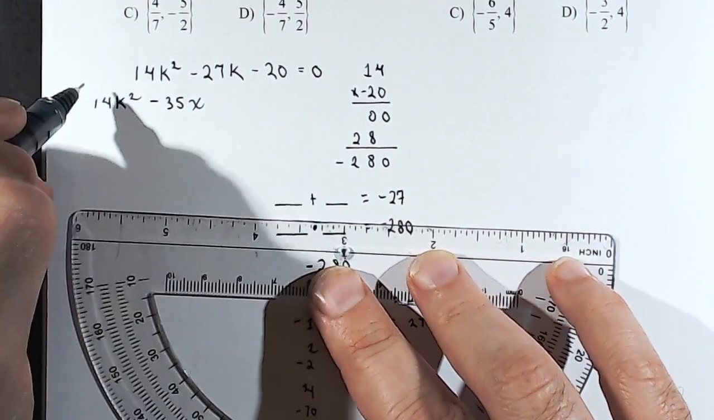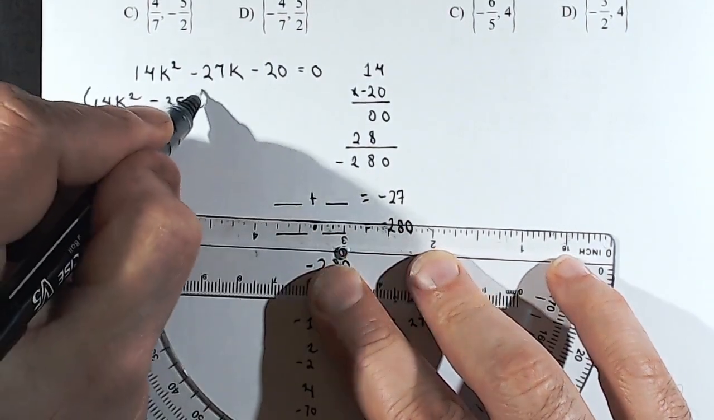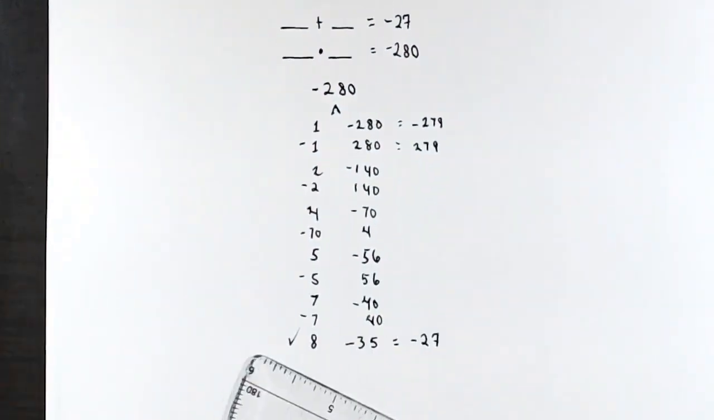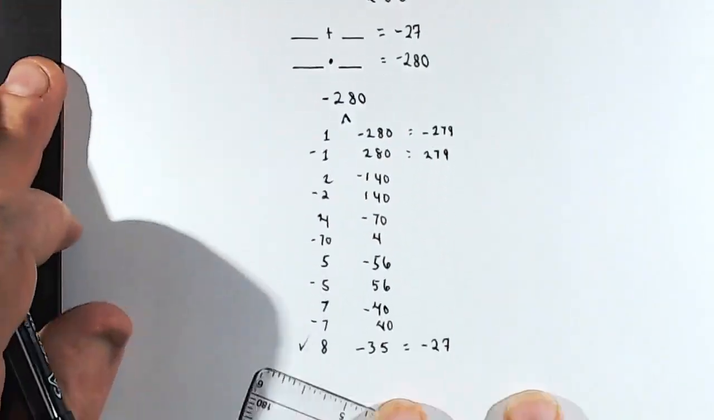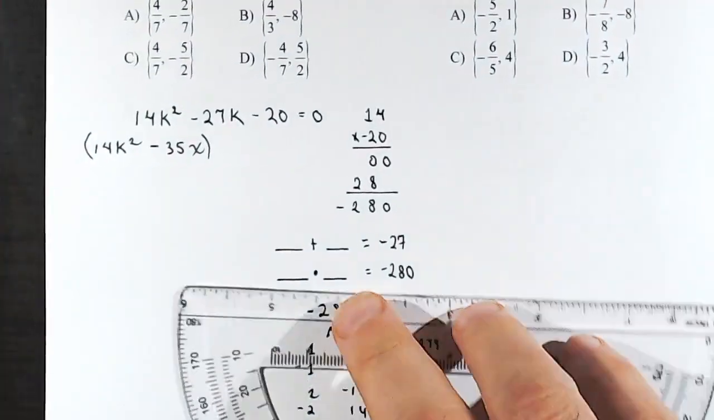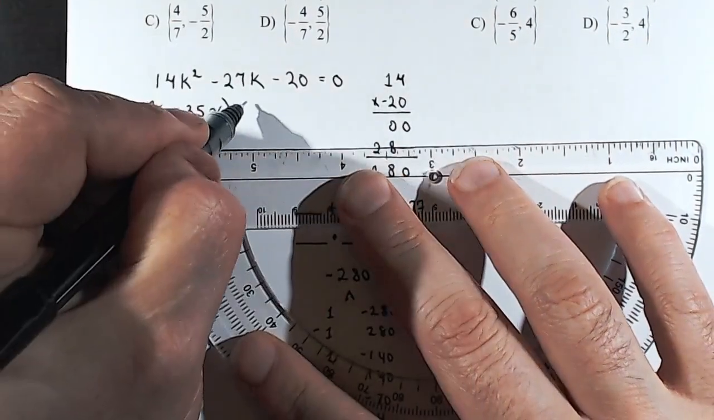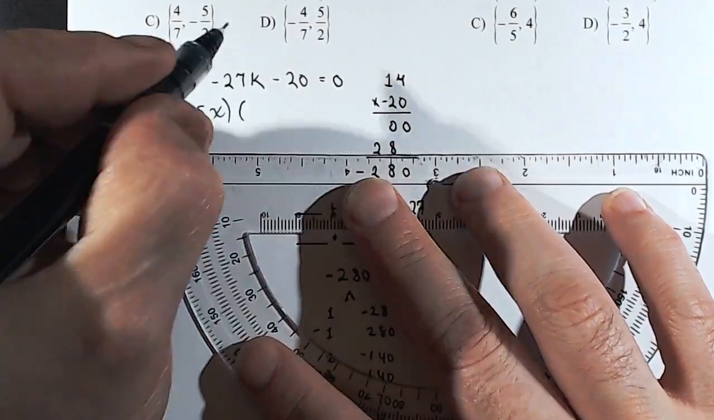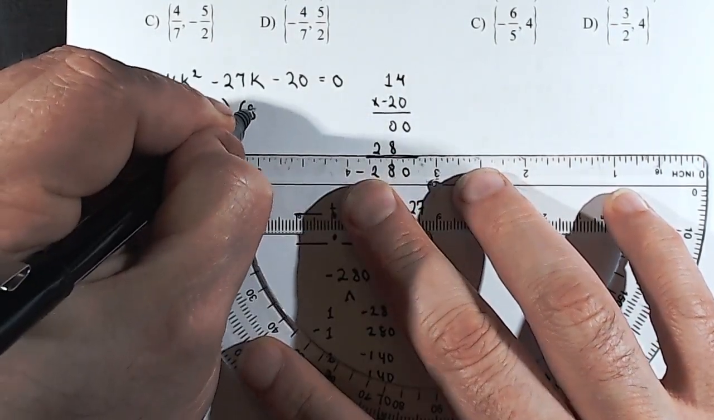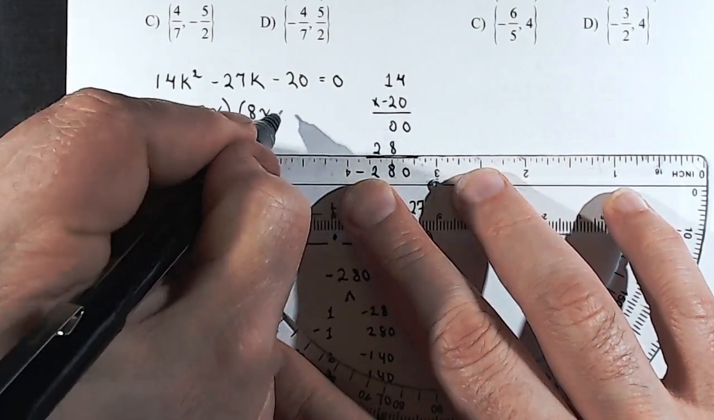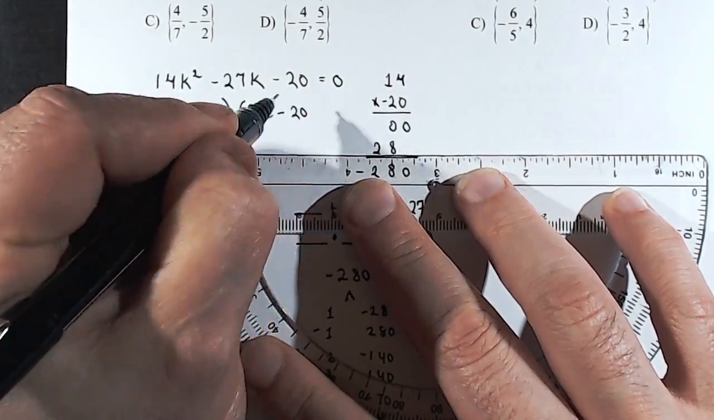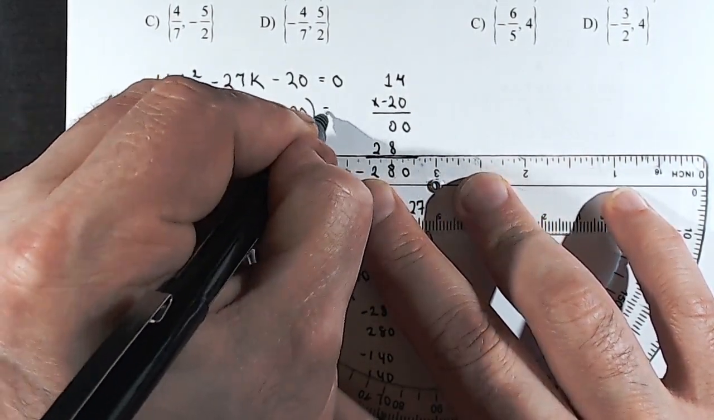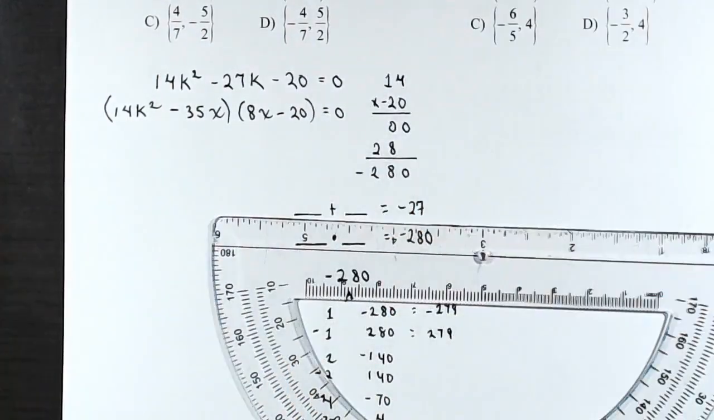All right, now that's one factor binomial there, and we're not done with it yet. But now I look at this 8, and I'm going to come up here and do an open parentheses, and I'm going to write 8x minus 20, close parentheses, equals 0. Now, we're not done yet, but just make sure you understand what I'm doing.